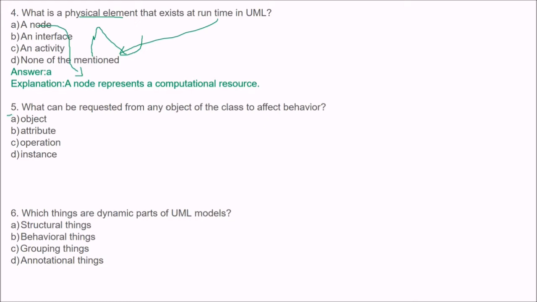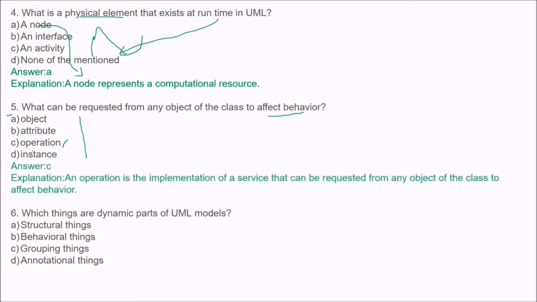What can be requested from any object of the class to affect behavior? Is it operation or any other? The answer is operation, because an operation is the implementation of a service that can be requested from any object of the class to affect behavior. Next is, which things are dynamic parts of UML models? Dynamic part.